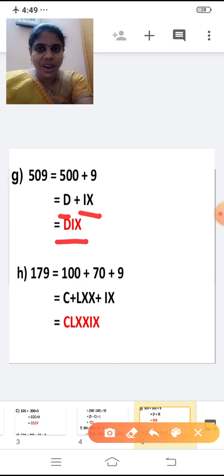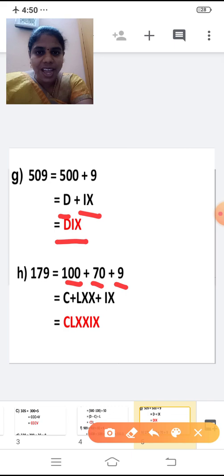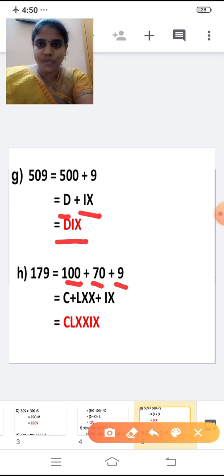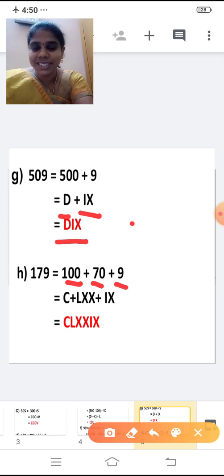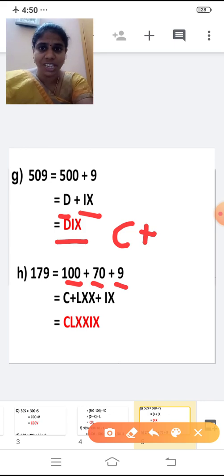179. Split this. 100 plus 70 plus 9. You know the Roman numeral for 100, right, children? Now tell me, what is the Roman numeral for 100? Yes, C. Very good.